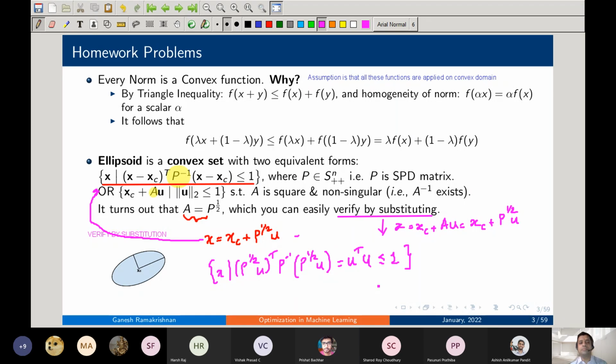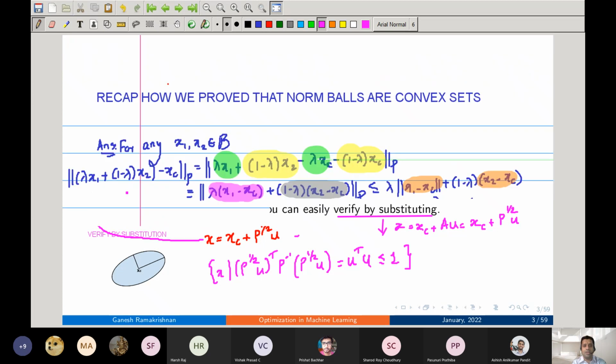Sharat, does that help? Yes, sir. And the idea is that when we unwrap the square of the norm, we get x minus xc transpose p inverse x minus xc. Correct, that is suggested in the Stack Exchange link. Exactly.